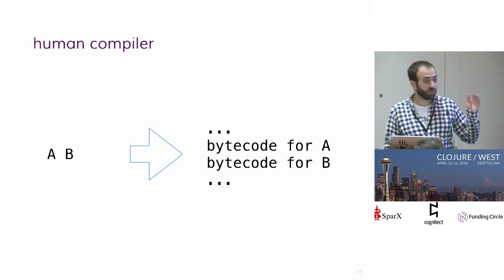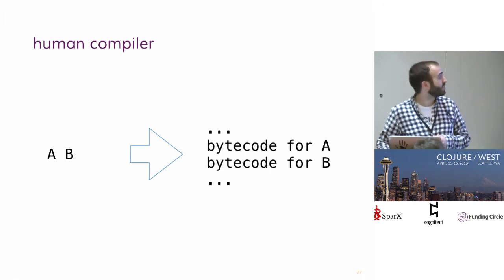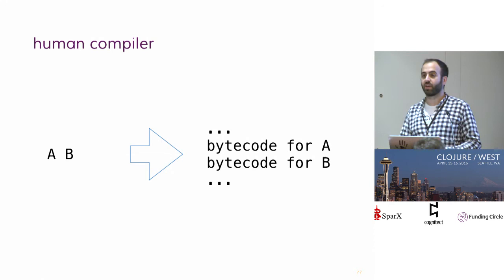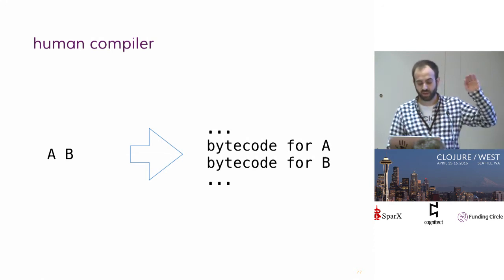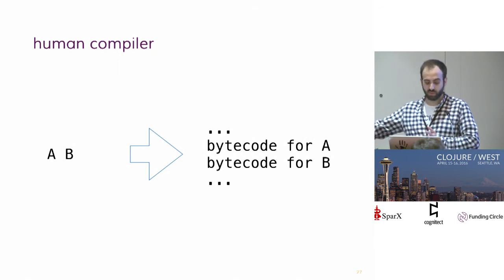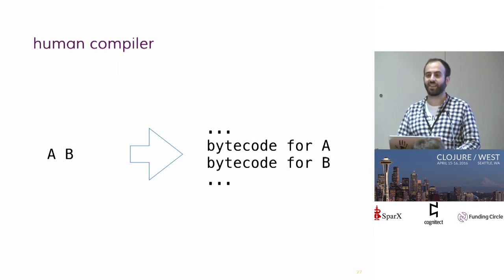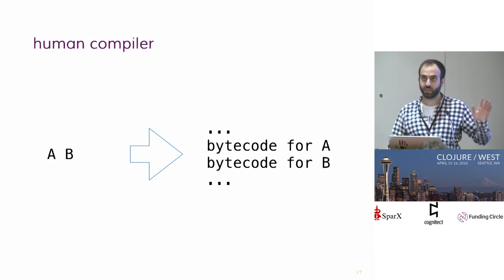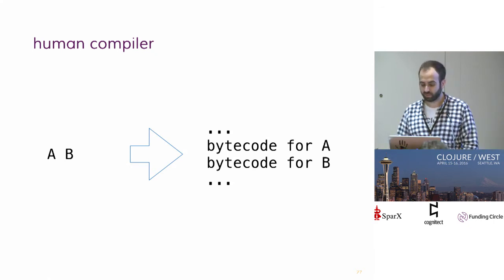And then if you want to parse a rule followed by another rule, it's really just going to be concatenating the bytecodes together. You're going to concatenate all the bytecode for A, you're going to splice it out, and then you're going to concatenate all the bytecode for B. So concatenation of rules is concatenation of bytecode.